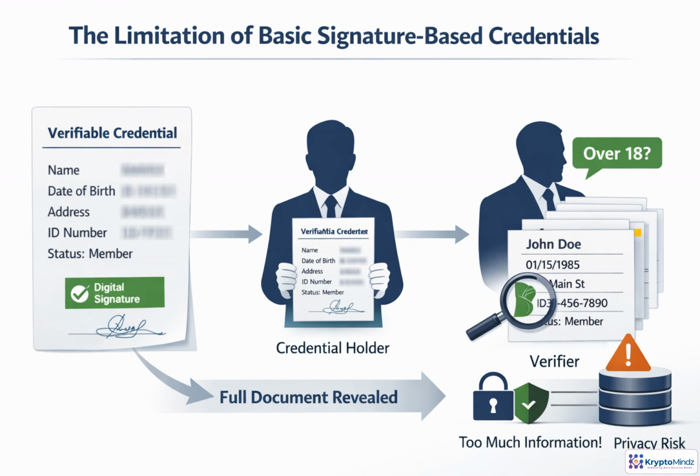A basic signed credential provides strong integrity but limited privacy. A verifier can confirm that the issuer signed the document, but verification often requires seeing every field inside it. If someone only needs to know over 18, they may still receive a name, birth date, address, ID number, and membership status. That breaks data minimization. A normal document signature proves the credential was not changed, but it does not help the holder reveal only what is necessary.